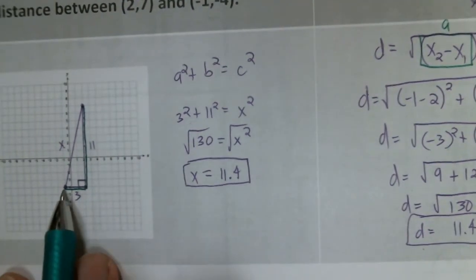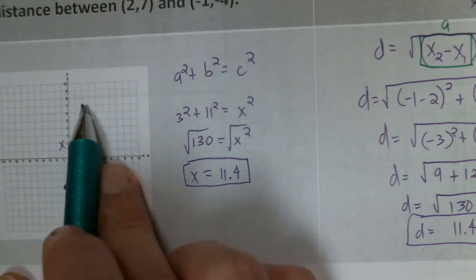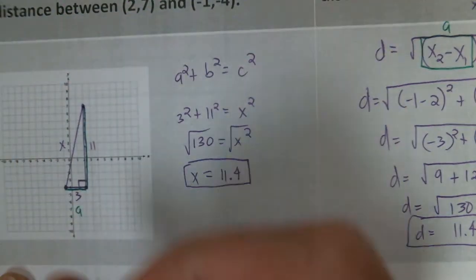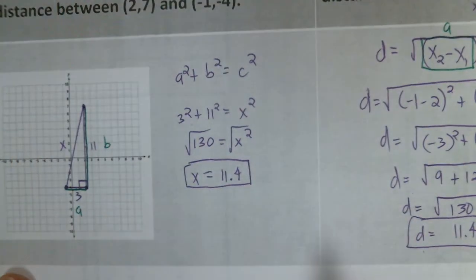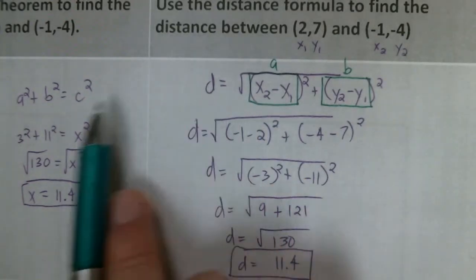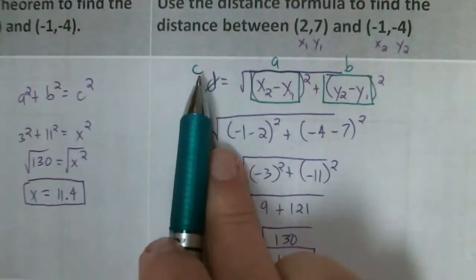Okay, so this green piece is like the x2 minus the x1, the horizontal difference. And then y2 minus y1. So this 3, that's like my A, and the 11 is like my B. Okay, and so that's basically, but instead of a D for Pythagorean theorem, this is like my C. Okay, so if I change this to a C, there we go.